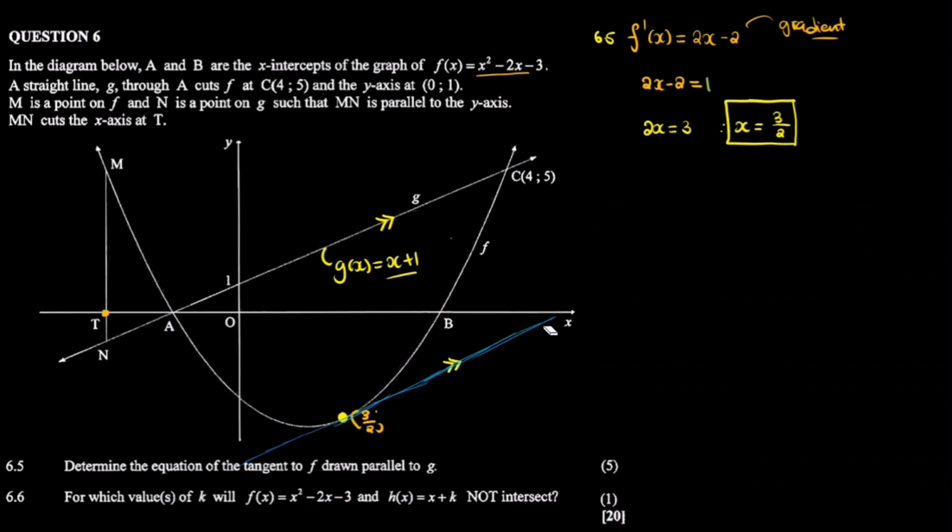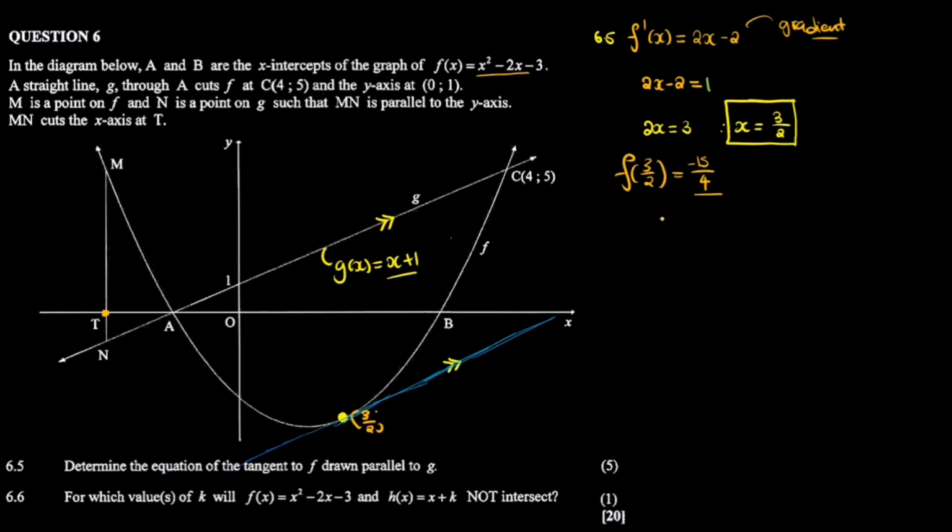Remember, we don't have enough information on the tangent line. That's what we're looking for. We're looking for the equation of the tangent line. So we're going to substitute this into the what? Into the parabola. So we know that f of 3 over 2, wherever I see x, if I substitute 3 over 2, I am indeed getting an answer of negative 15 over 4. So this is the answer that I'm going to get.